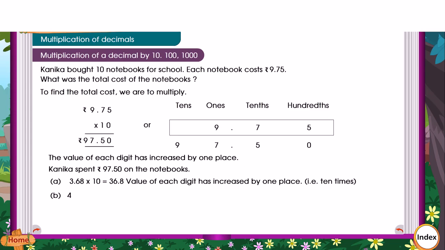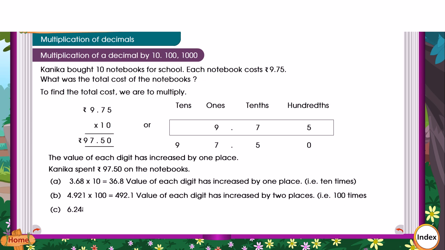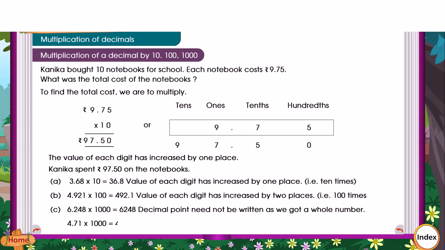B. 4.921 into 100 is equal to 492.1. Value of each digit has increased by two places, that is 100 times. C. 6.248 into 1000 is equal to 6248. Decimal point need not be written as we got a whole number. 4.71 into 1000 is equal to 4710. A zero is put to make three places of decimals.